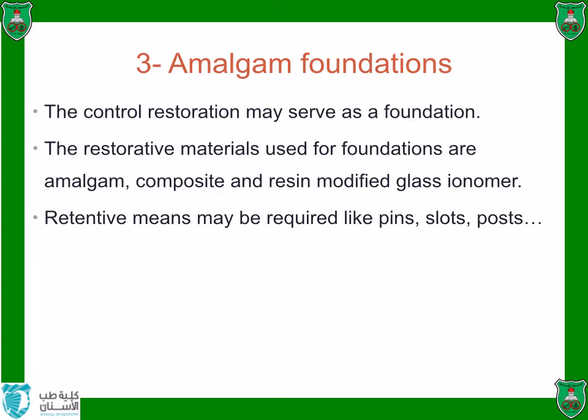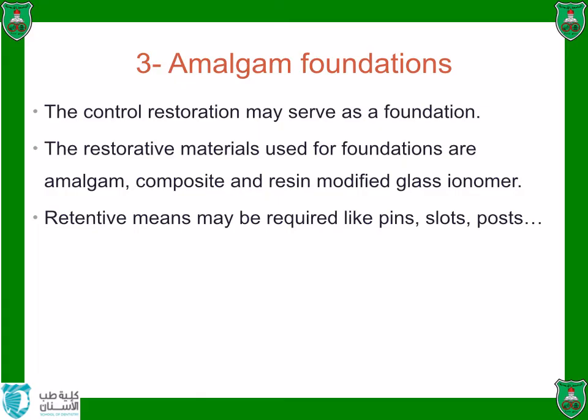The control restoration may serve as a foundation. As we say, amalgam can be used as a control until we determine the prognosis and the status of the pulp and periodontal tissue. So if you place the amalgam and you find that everything is okay, you can use the control restoration as a foundation. You don't need to replace it. The restorative materials used for foundation are either amalgam, composite, or resin modified glass ionomers, and retentive means may be required like pins, slots, and posts. So again, we are placing amalgam under indirect restoration.